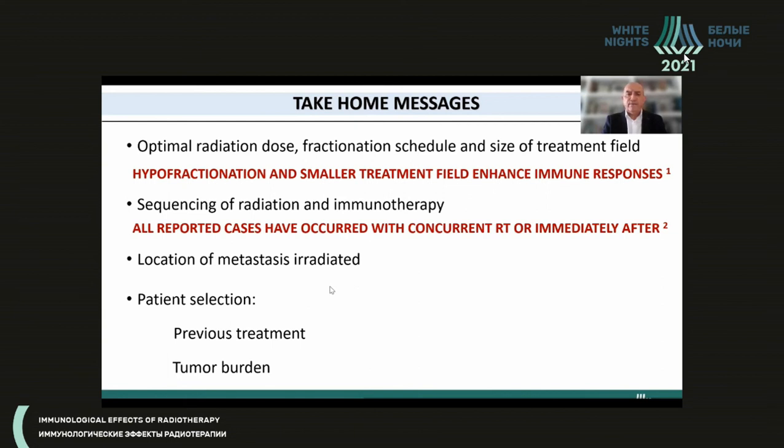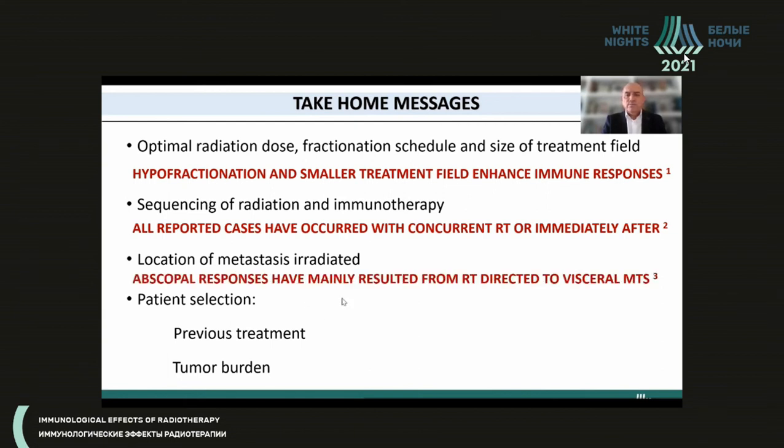But what we already know is that it is better to use concurrent radiotherapy with immunotherapy or immediately after. In addition, we don't know if the metastases chosen to be irradiated have a different effect based on their location, but we have observed that abscopal responses have mainly resulted from radiotherapy directed to visceral metastases. We also have to be aware of negative results that have been published, although given the design of those trials, which may not be the most accurate, it is difficult to obtain solid conclusions.